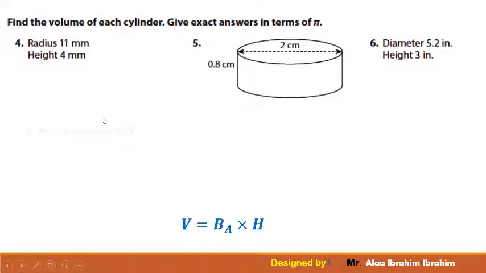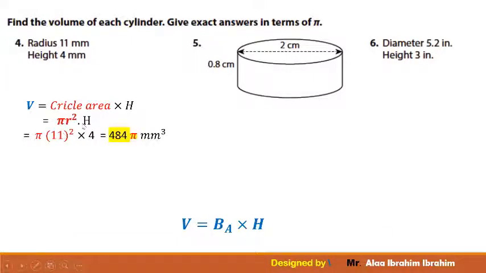So I have to remember my special formula. This is my special one for cylinders, and the other is the general one for volume. The circle area, pi r squared, times height. This is my radius, and this 4 here is my height. So I substitute here, this is 11, this is 4. And finally I put pi. So I multiply these numbers together, then put pi. Okay, this is my answer.